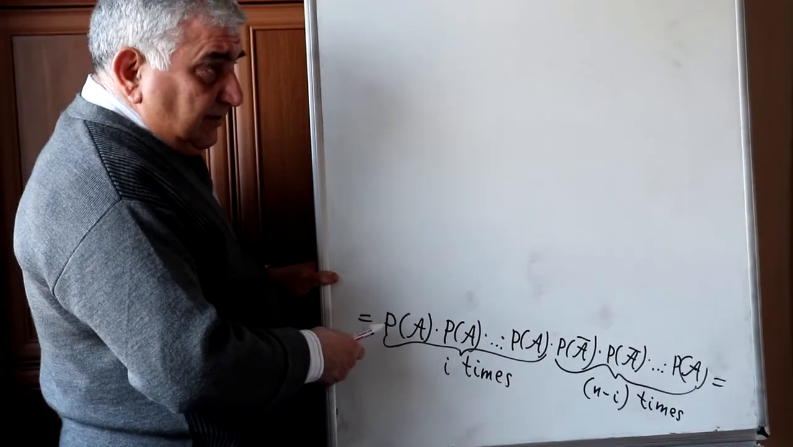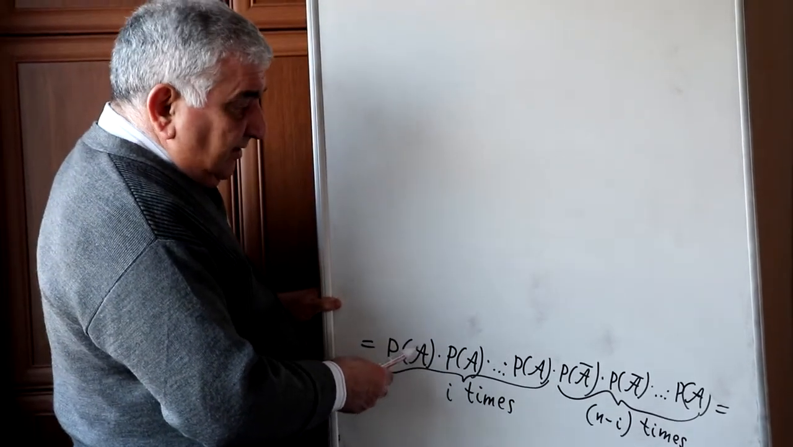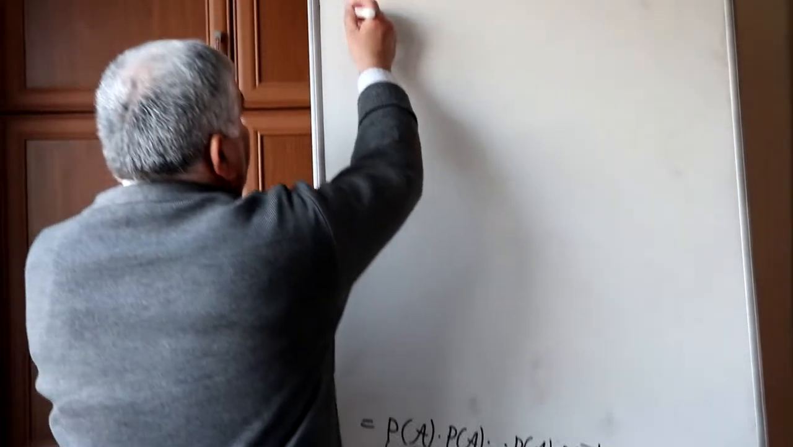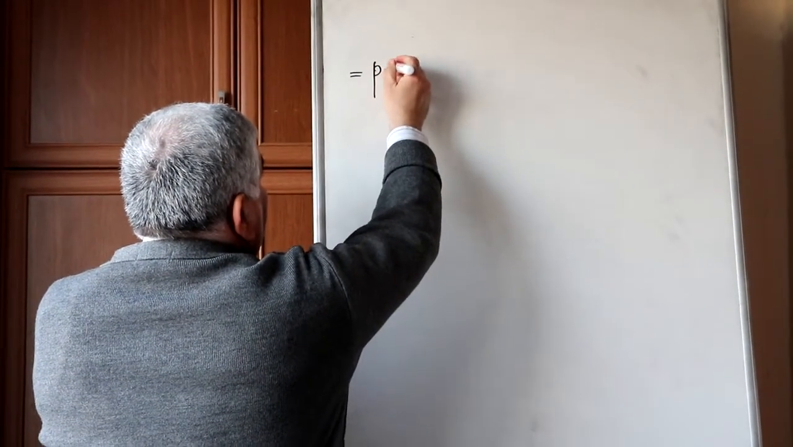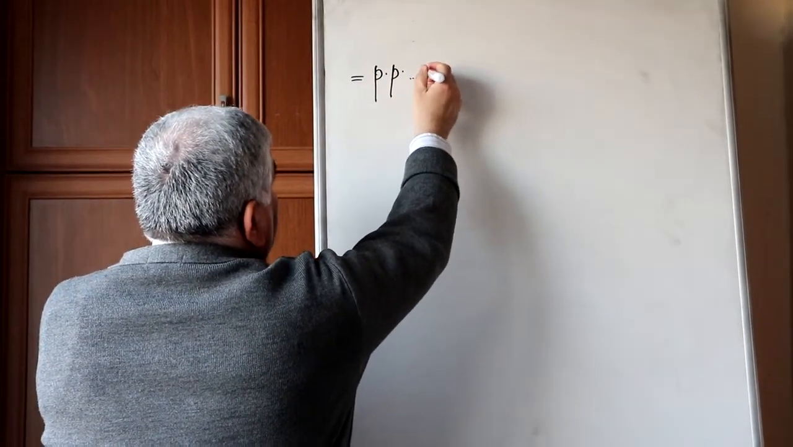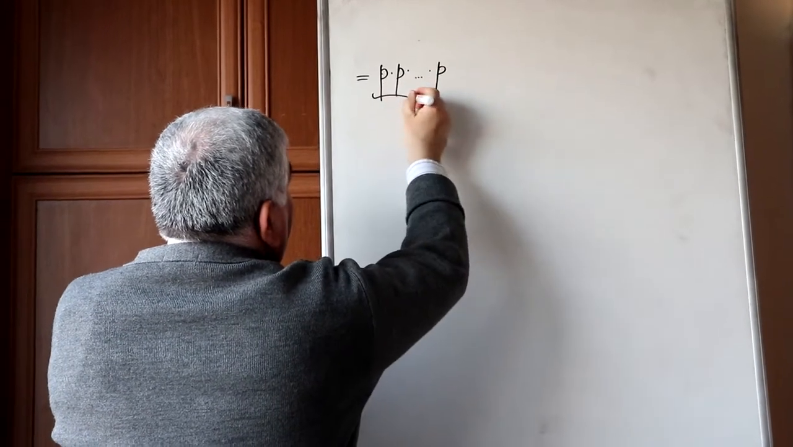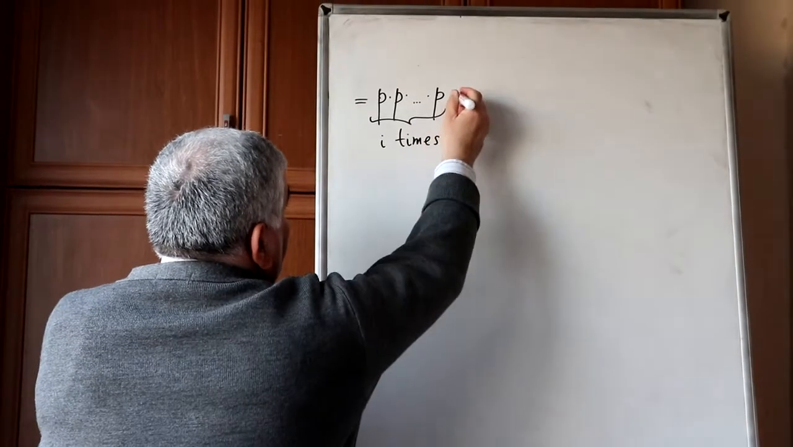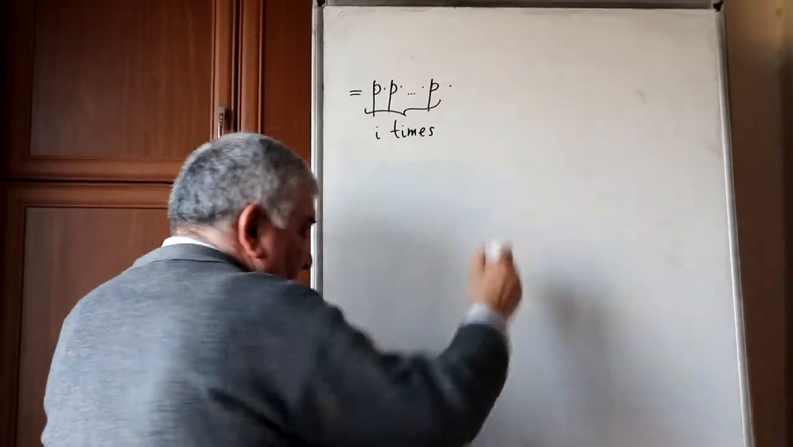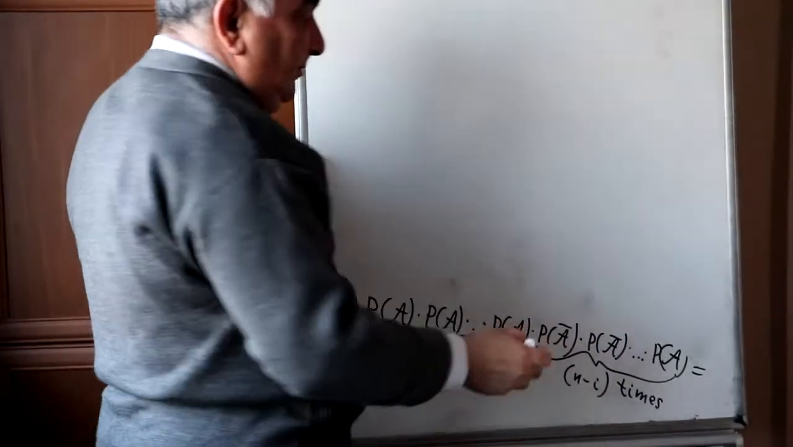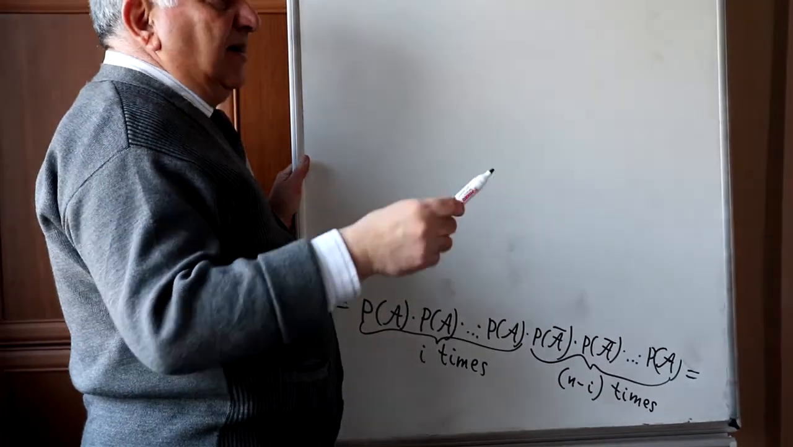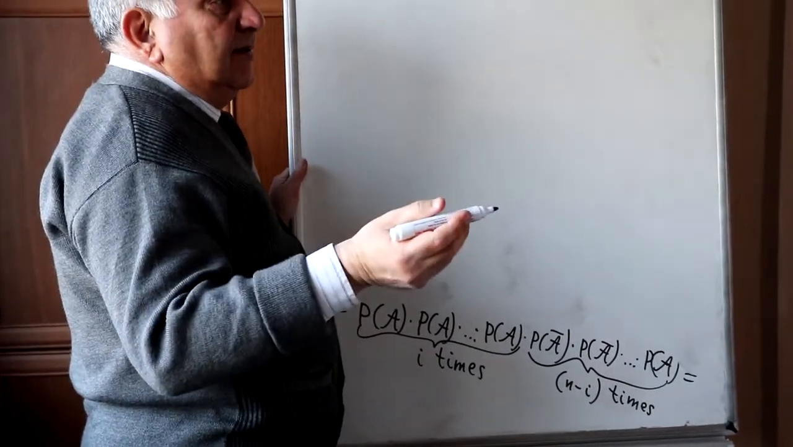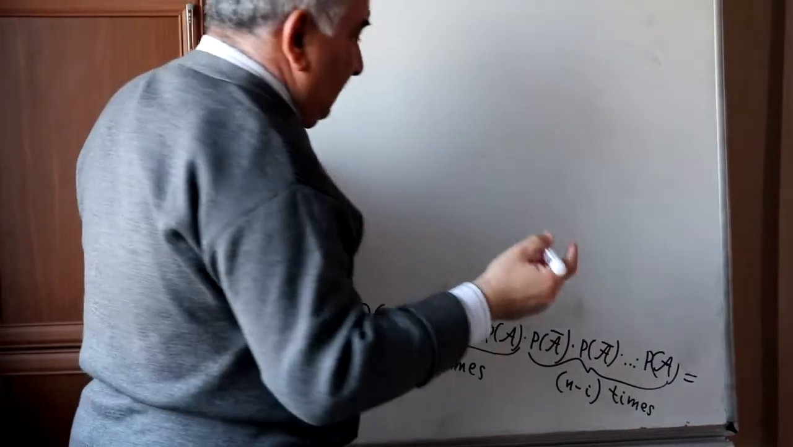According to the notation, P of A is p little multiplied by p little multiplied by etc., multiplied by p little, i times, multiplied by... You know that the probability of the opposite event is 1 minus P of A.